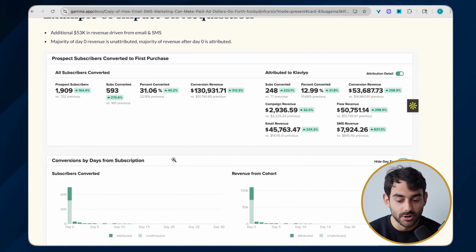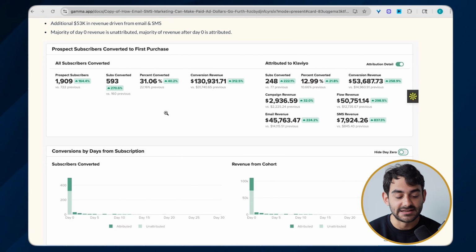Now, I want to show you an example from one of our clients of exactly how email and SMS lead to lower customer acquisition costs and higher return on ad spend. So this is a recent 30-day period from one of our clients. And here's what I want to show you. So number one, what we can see is in a 30-day period, they drove 1,900 new prospect subscribers. So through their pop-up form, they drove 1,900 subscribers that have never purchased before, compared to 722 in the previous month.